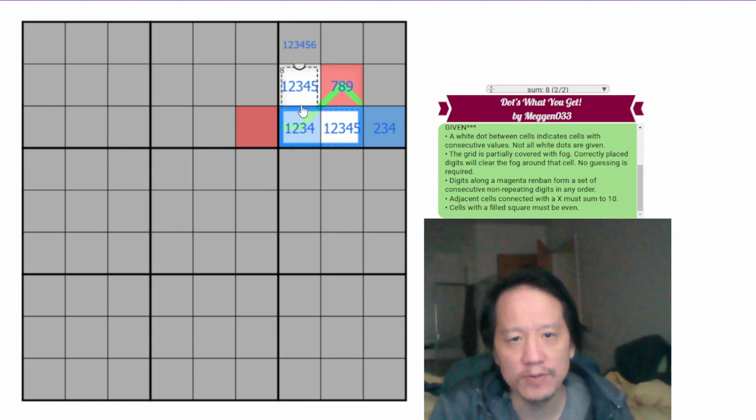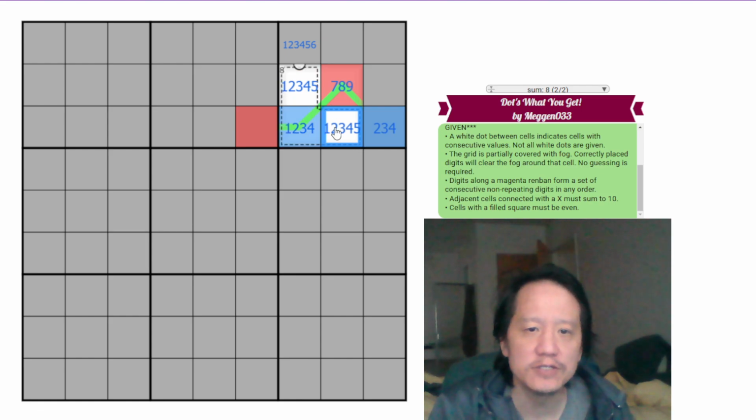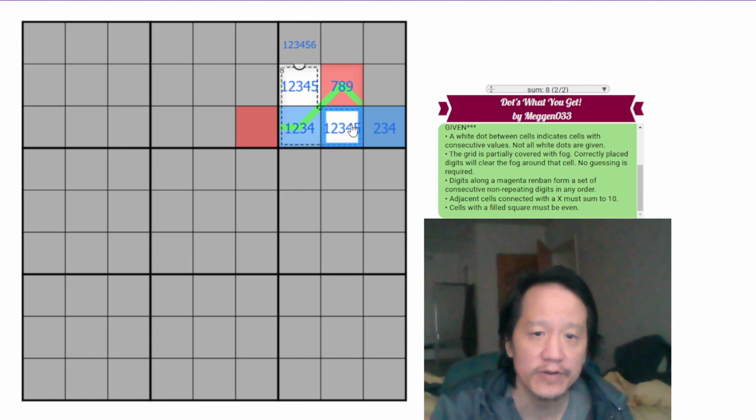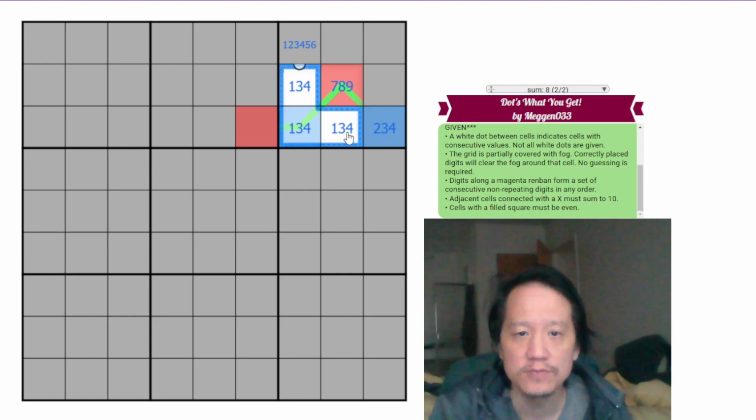So this cannot be 1, 2, 5, right? Because there is no black dot in between. 5 has to be on one of the sides, therefore 1 and 2 have to be next to each other. But since there's no black dot, there's no 1, 2, 5. So this cannot be 2 or 5. This is 1, 3, 4. Therefore, this has to be 2, which means this cannot be 1, because otherwise there would be a black dot.